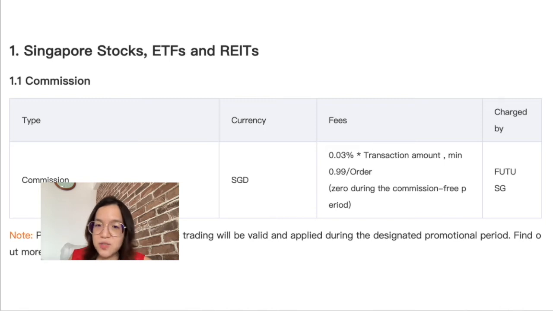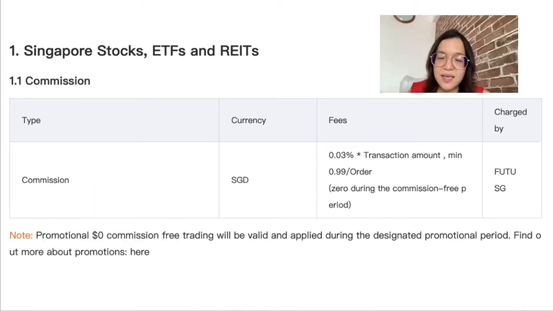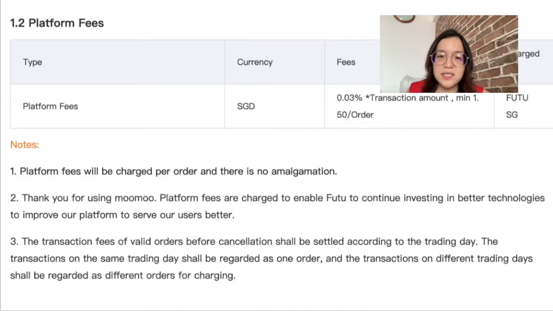So here is the commission fee, 0.03%. The minimum is $0.99 per order. So even if you buy very little units, they will still charge you a minimum of about $1. 99 cents can run up to about $1 or so. So it's still very low per trade. And then the platform fee is 0.03% of the transaction amount.